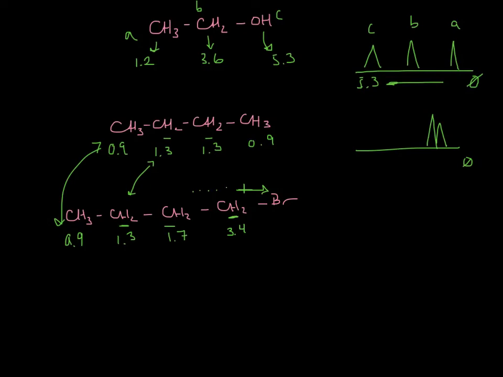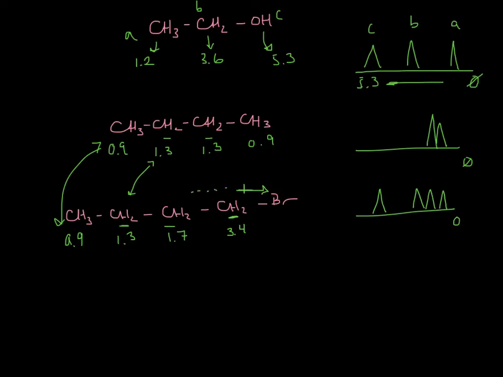And I'll give you the way that I think about these. But this is what this guy would look like. I'll draw it out real quick. We would have a peak around 0.9, a 1.3, and a 1.7 all really close by, and then you'd see that 3.4 pretty far off, a little bit by itself.